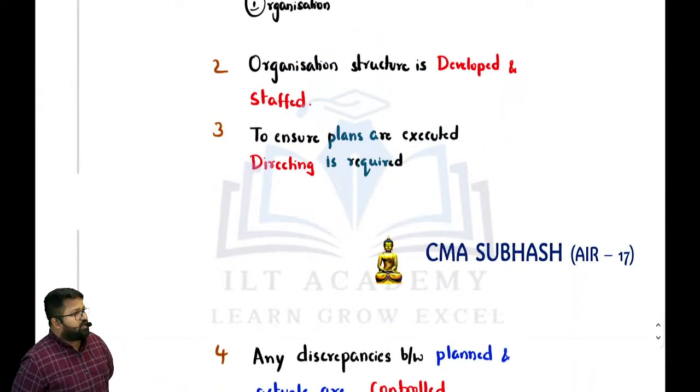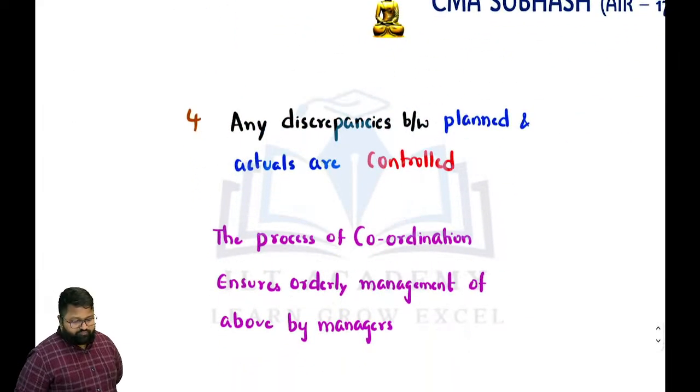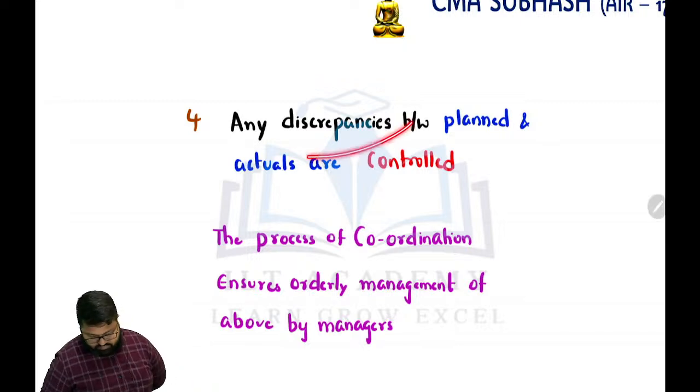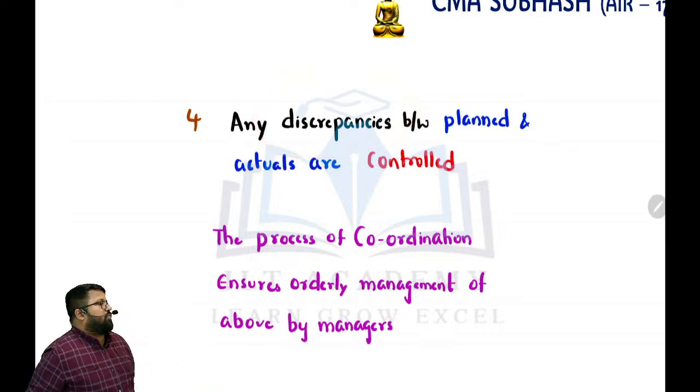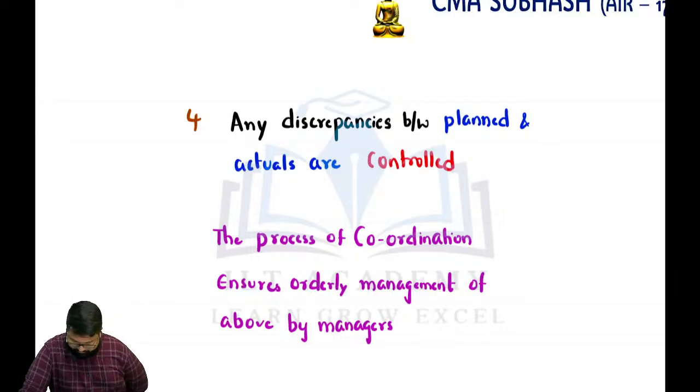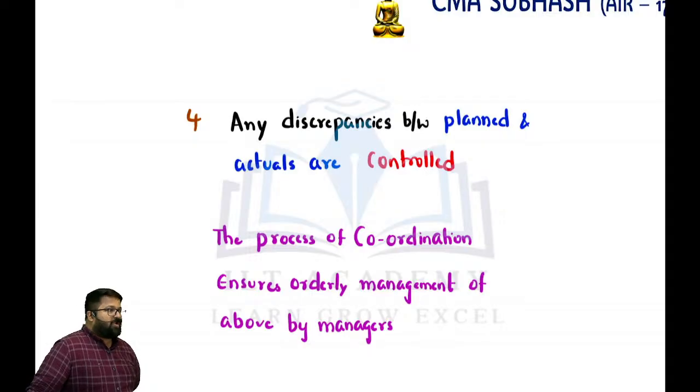Done with that. Next, the fourth one. What is the fourth point meaning? What we planned may not be reached every time. So if there are some sort of deviations, they should be properly controlled.